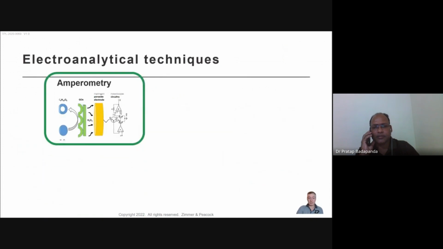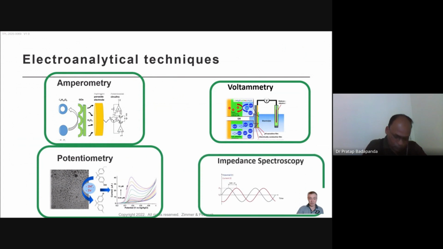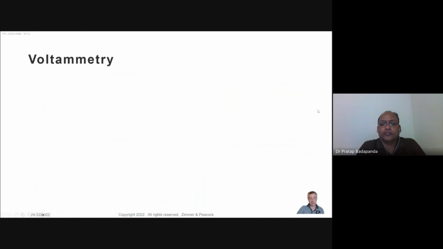Now, voltammetry does fit into a group of electrochemical analytical techniques. You have amperometry, voltammetry, potentiometry, and impedance spectroscopy. What's become very powerful in the last few years is that all these techniques can now be powered by electronics no bigger than the end of your finger. Electrochemistry and electroanalytical chemistry have become really powerful thanks to modern electronics. So thank you to the IC developers for bringing us these great products.